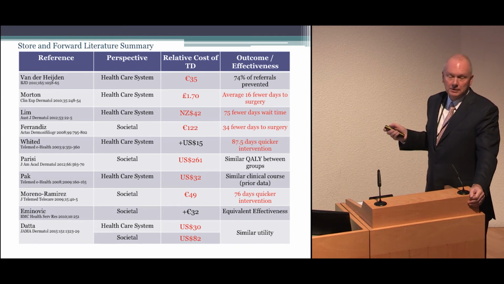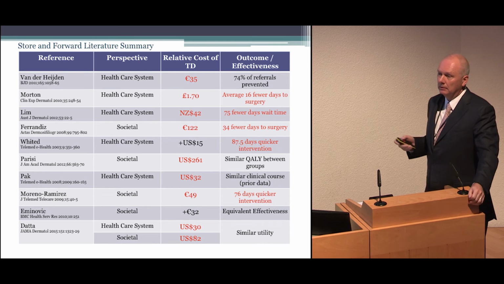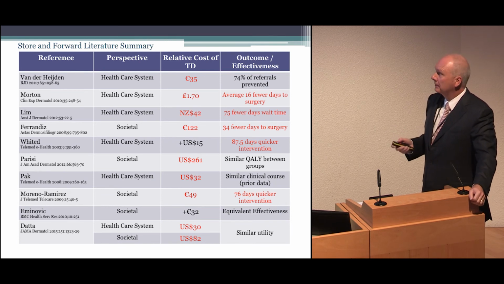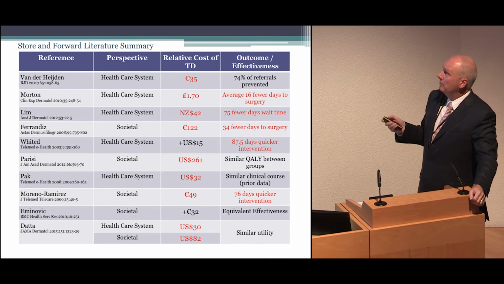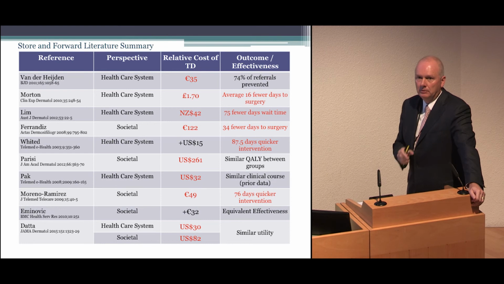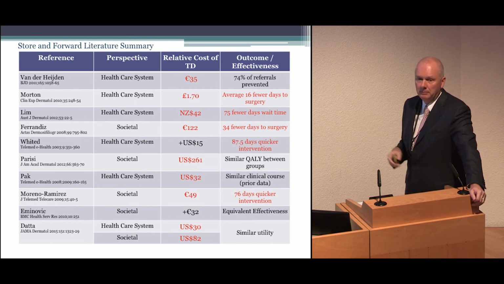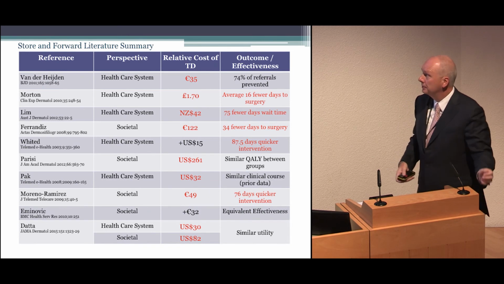Likewise, when effectiveness is depicted in red, that indicates a study that found teledermatology to be more effective. So when you match up a red relative cost with the red effectiveness, those are studies where teledermatology either was considered to be the dominant strategy or could have possibly been considered to be the dominant strategy.